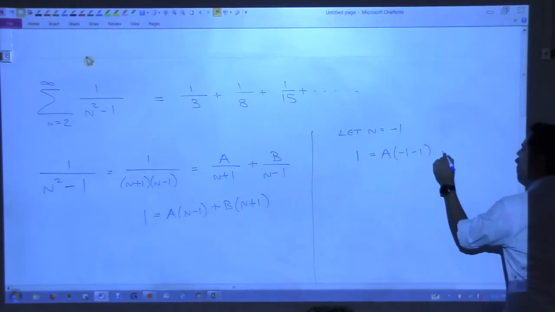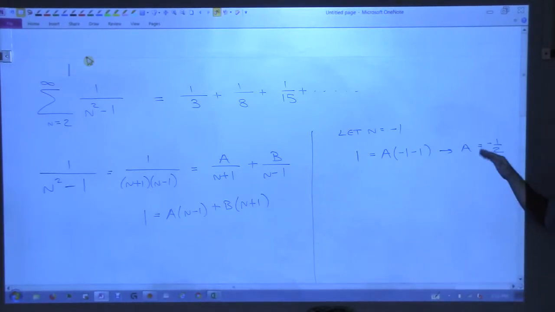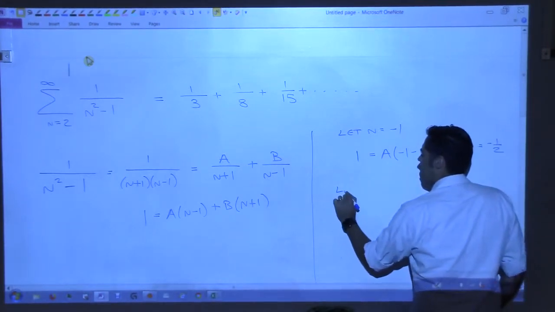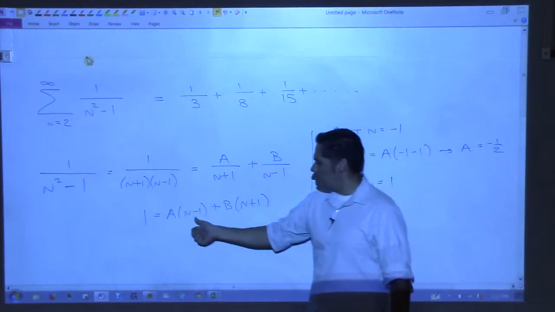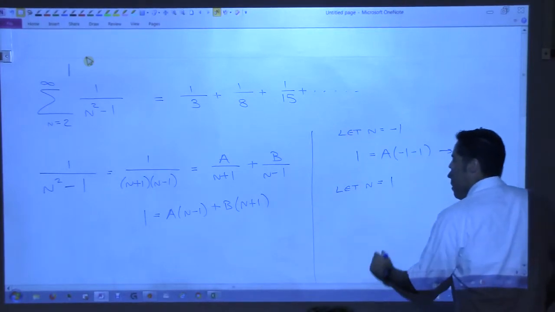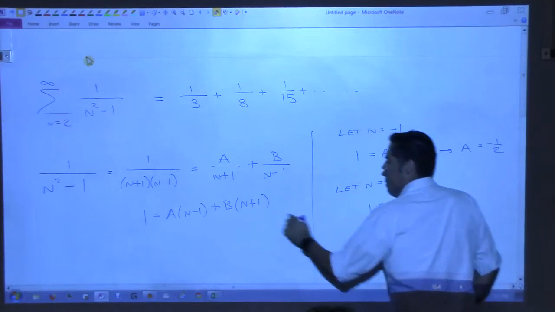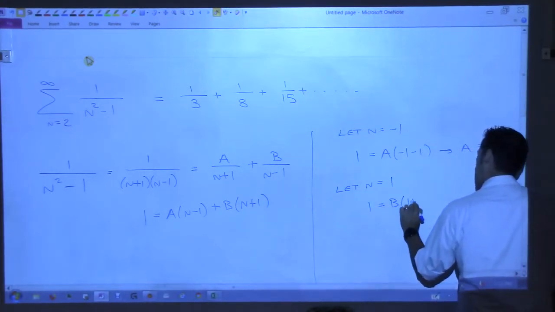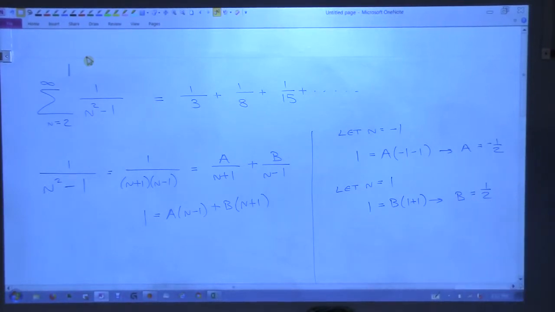So what's A? -1/2. Can I trust that you could get that? Or is everyone following? We've done this before. All right, now how would I get b? Let n be 1 this time, right? And that will kill this off. So if n is 1, we get 1 equals, we know that that's dead. Replace that with 1. So when you solve for b here, you should get b as positive 1/2, right? Okay.